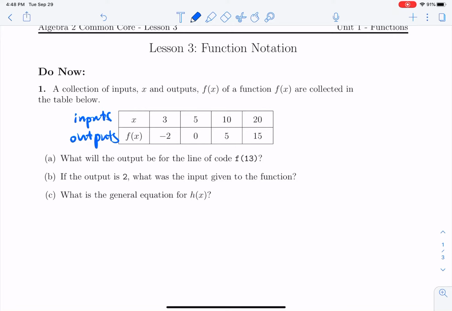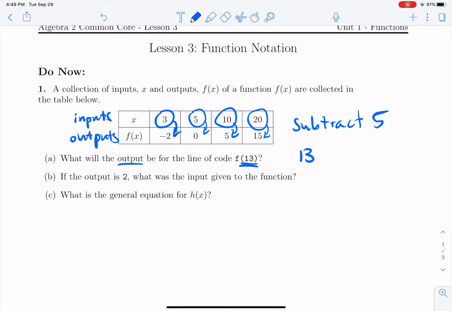Okay, so if I put in 3, what comes out is -2. If I put in 5, what comes out is 0. If I put in 10, what comes out is 5. If I put in 20, what comes out is 15. Well, it seems like the rule there is I'm subtracting 5. So what will the output be if I put into the machine 13?